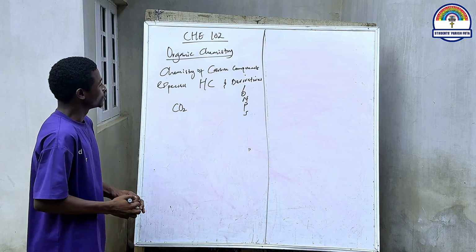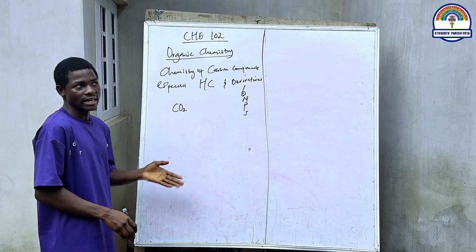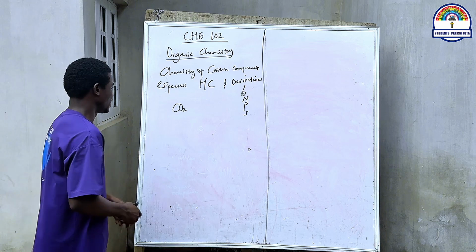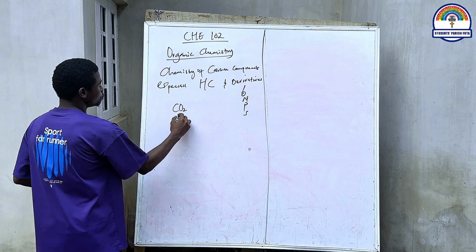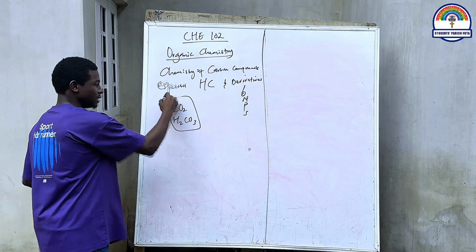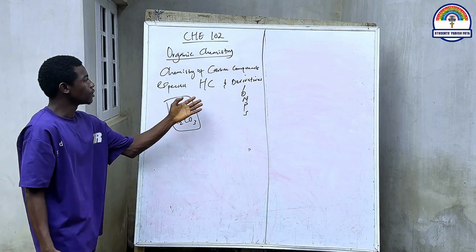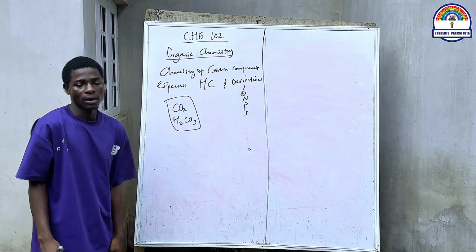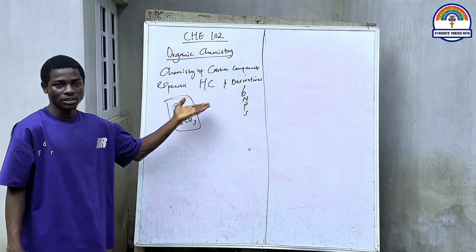Because organic comes from organisms, inorganic is not from organisms. You understand? So you have CO2, H2CO3. All these are inorganic compounds, although they have carbon in them. So organic chemistry is just the chemistry of carbon compounds, especially hydrocarbons and derivatives.